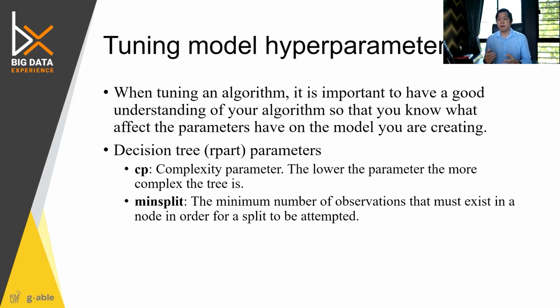What should be the minimum number of observations to split? If this minimum number is low, like 1, it means that if you have more than 1 observation, you can split. But if you set this value to be 10, it means you need to accumulate a node with at least 10 observations to decide to split, and that would make the model more generalizable, right?